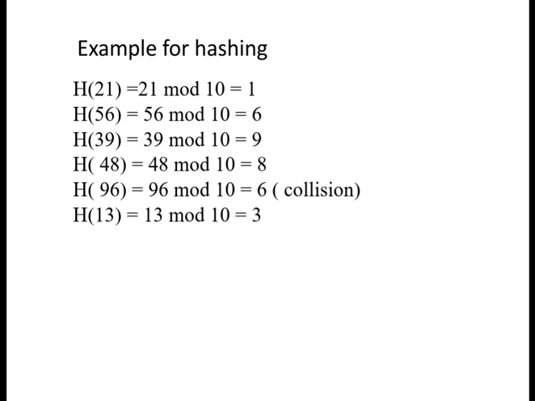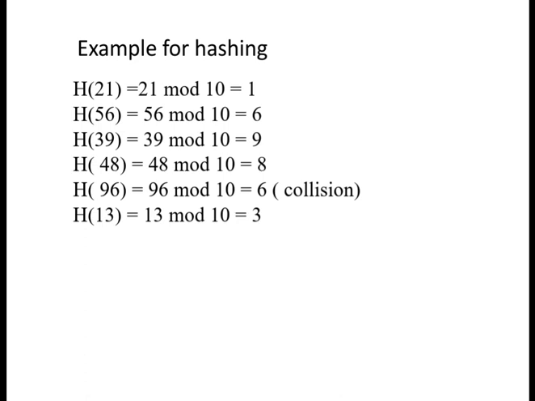For example of hashing, h(21) = 21 mod 10 will generate the address 1. Address 1 will be assigned to 21. h(56) = 56 mod 10 = 6. 6 is the address generated for 56. h(39) = 39 mod 10 = 9. 9 is the value assigned to 39. h(48) = 48 mod 10 = 8. 8 is the address assigned to 48.